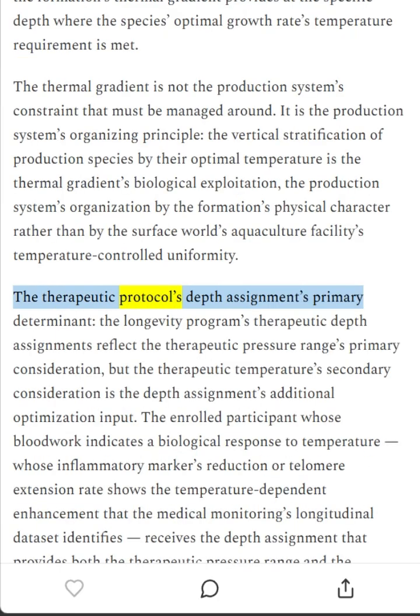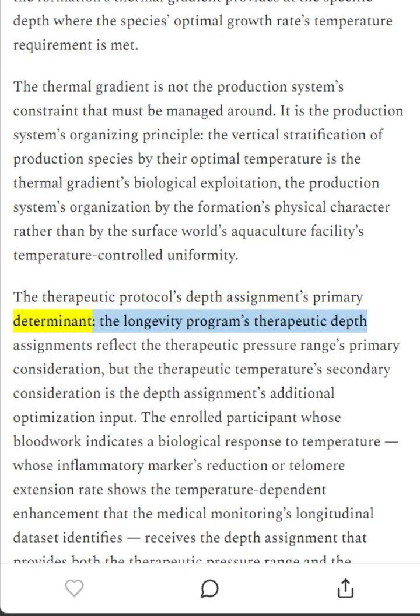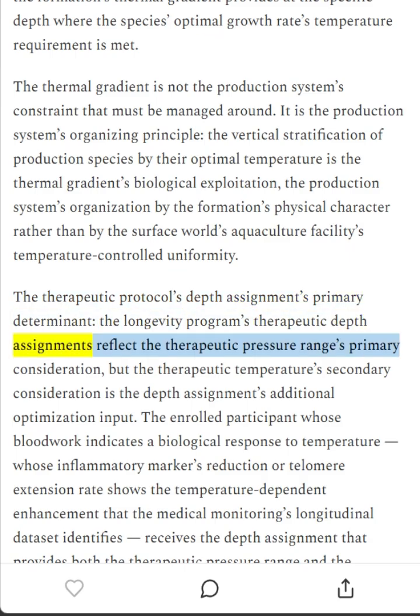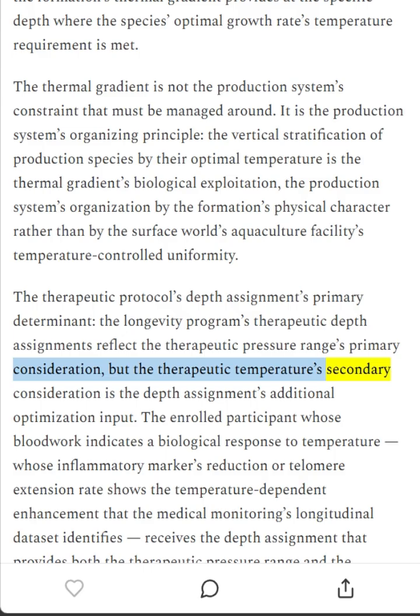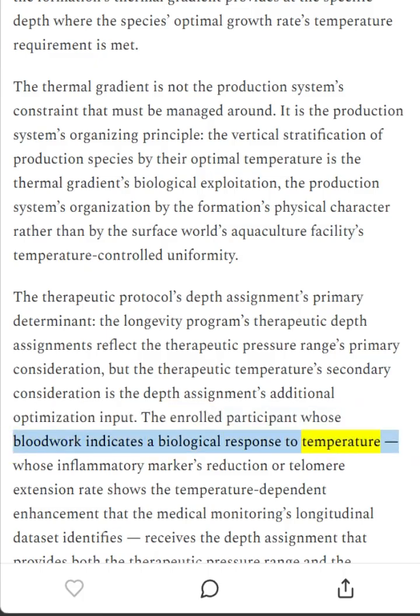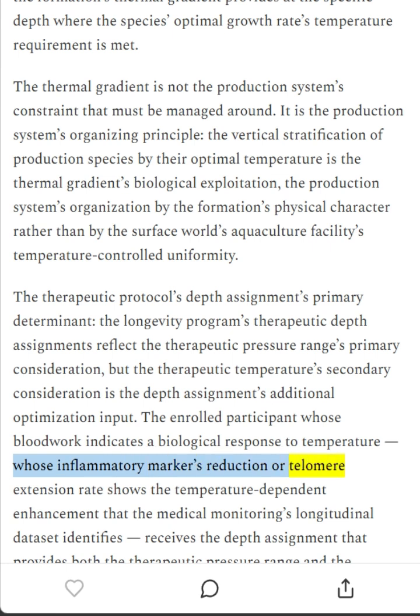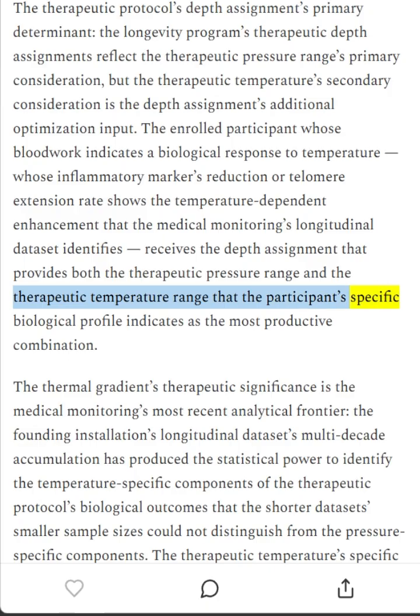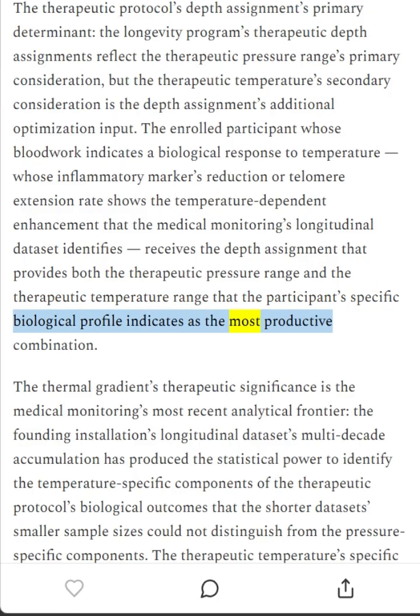The therapeutic protocol's depth assignment's primary determinant. The longevity program's therapeutic depth assignments reflect the therapeutic pressure range's primary consideration, but the therapeutic temperature's secondary consideration is the depth assignment's additional optimization input. The enrolled participant whose blood work indicates a biological response to temperature, whose inflammatory markers reduction or telomere extension rate shows the temperature-dependent enhancement that the medical monitoring's longitudinal dataset identifies, receives the depth assignment that provides both the therapeutic pressure range and the therapeutic temperature range that the participant's specific biological profile indicates as the most productive combination.